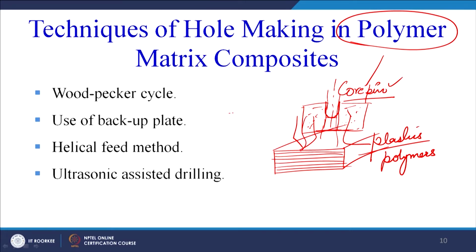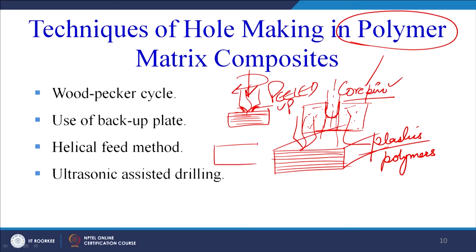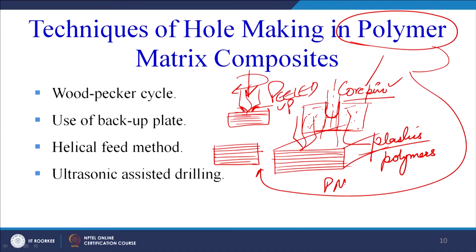Once the material is drilled, there are chances that the layers in the composite may try to peel up like this when the drill is rotating and going down. So there are chances of layers getting peeled up here, which is called peel up type of delamination. These are the layers of fibers which are reinforcing the polymer. So this is a polymer matrix composite.